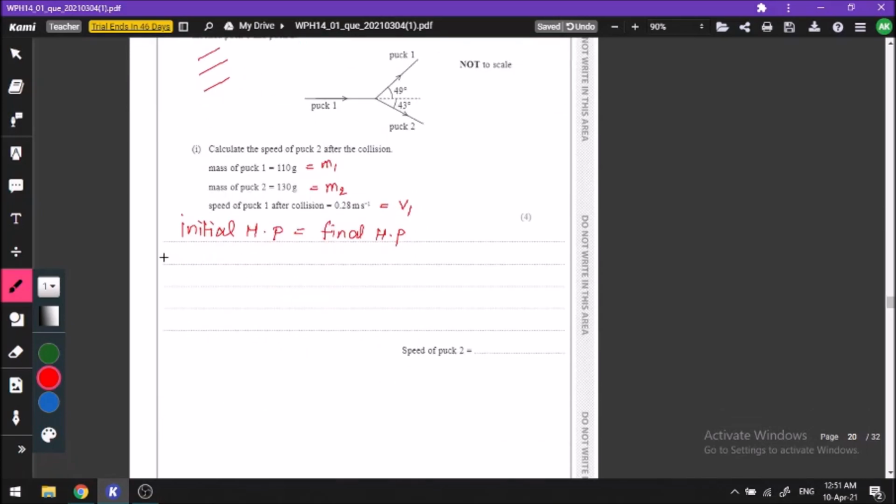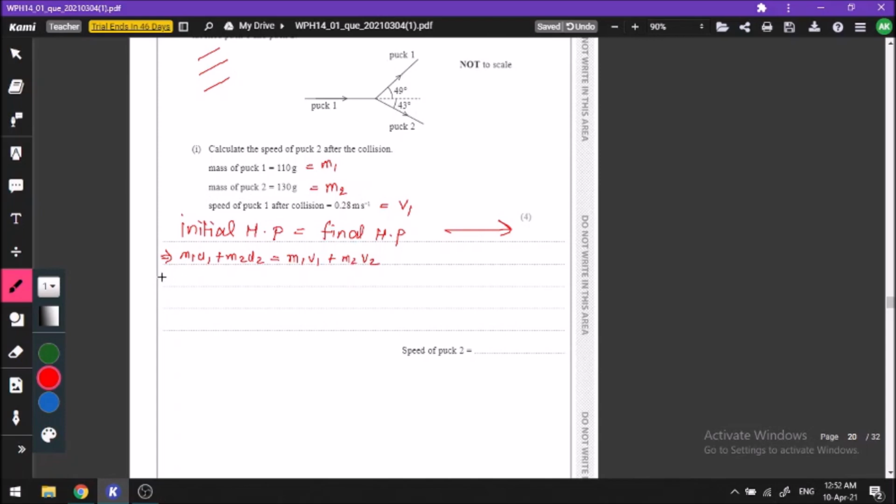So the total initial horizontal momentum of the system, not of any particular puck, but of the entire system's initial momentum, equals the total system's final momentum. So what is the initial momentum of the total system? m1 u1 plus m2 u2. That is the total initial momentum. The final momentum is what? m1 v1 plus m2 v2. Mind it, we are only concerned with the horizontal momentum. So we need to take the horizontal components of all these velocities, okay?